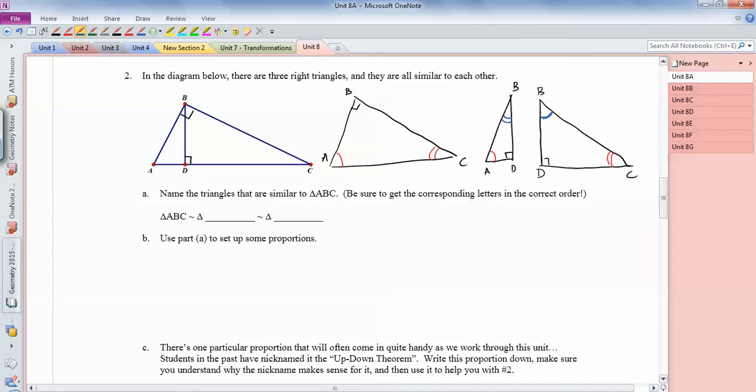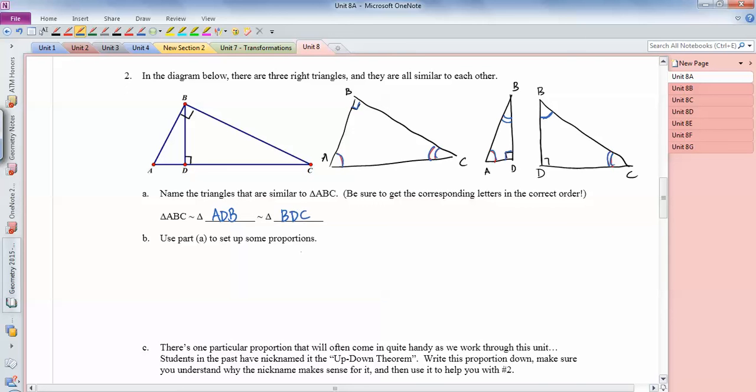So now we can match stuff up. ABC goes one curve, right angle, two curves. So then I just have to make sure I do the same thing. So one curve, right angle, two curves is ADB. And then if I do the same thing for the third triangle, one curve, right angle, two curves, BDC.